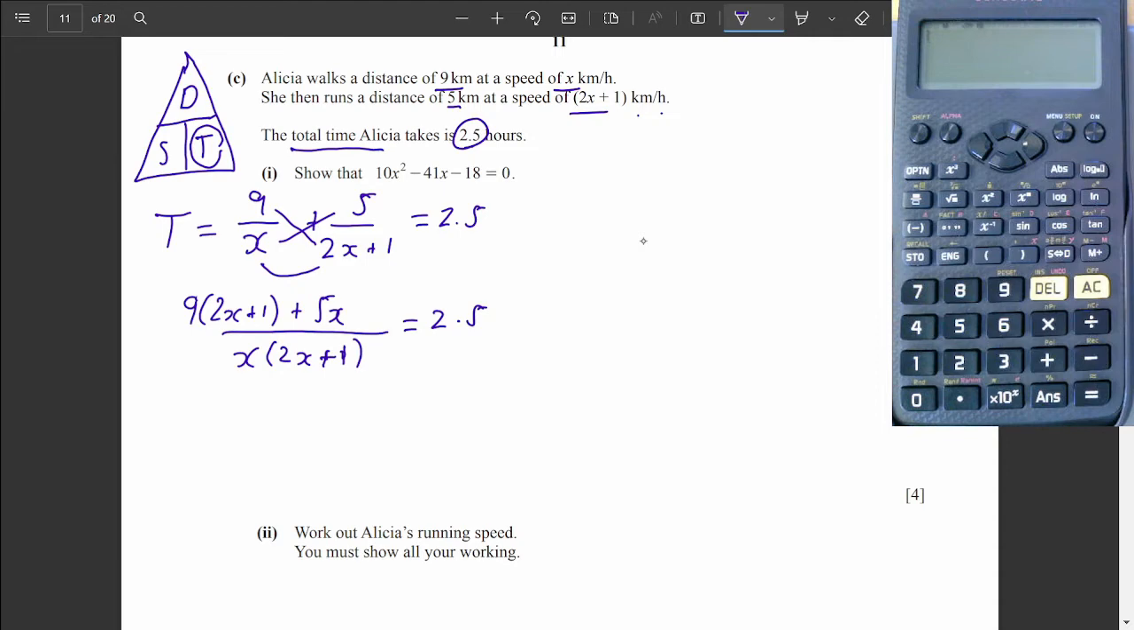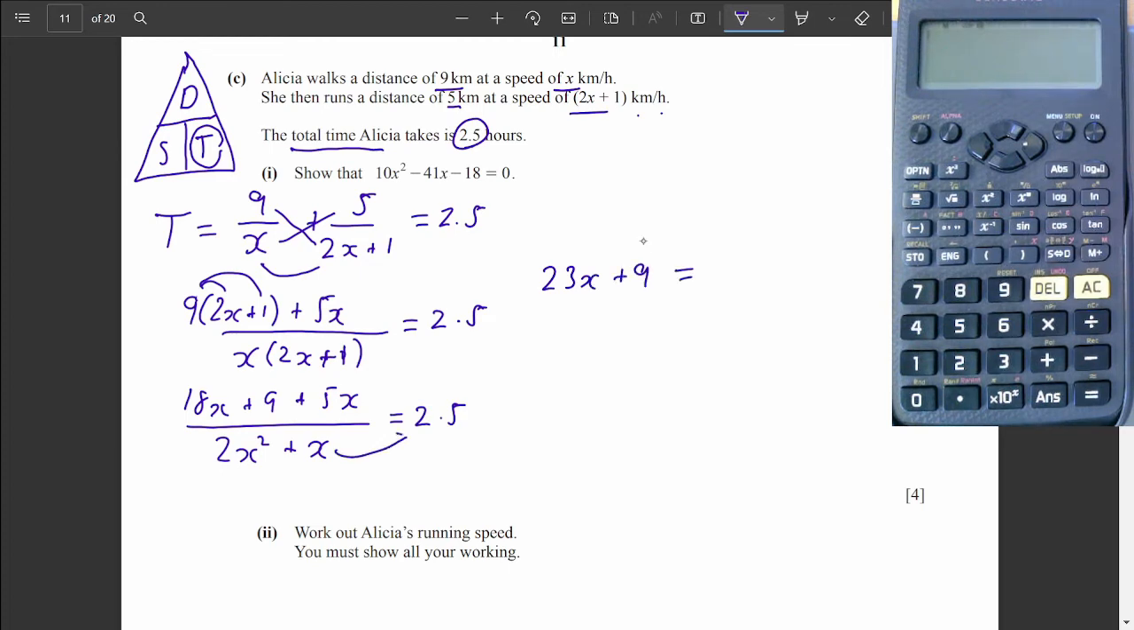Right, let's expand all the brackets just because we can. So 9 times 2x is 18x. 9 times 1 is 9. Got a plus 5x hanging around, don't lose it. And at the bottom, x times 2x is 2x squared, and x times 1 is x. Right, at the numerator there, we can add the 18x and the 5x. That gives us 23x plus 9.